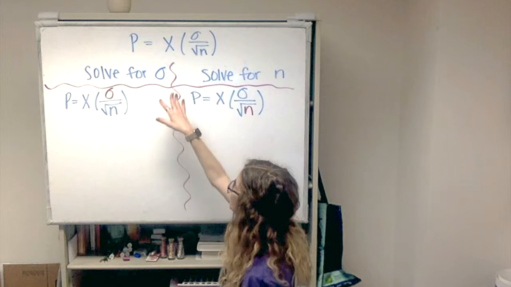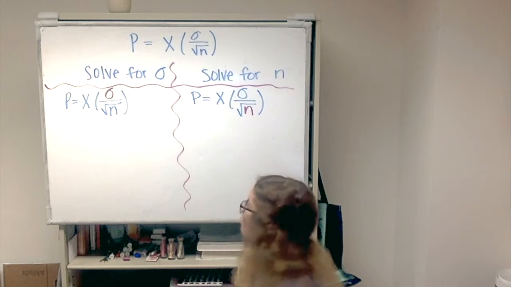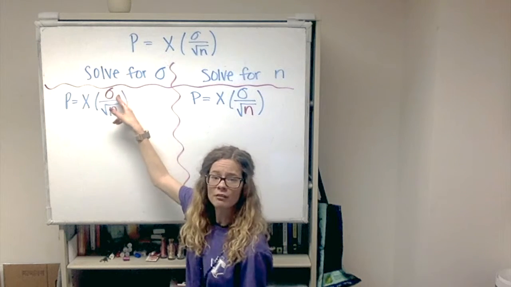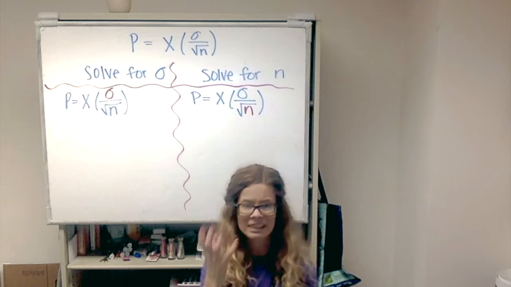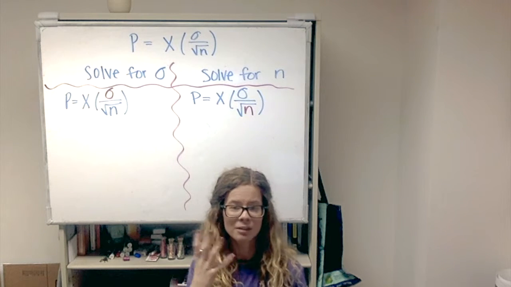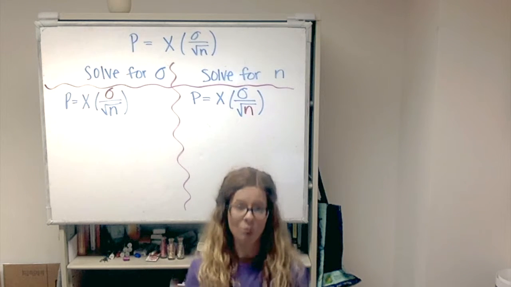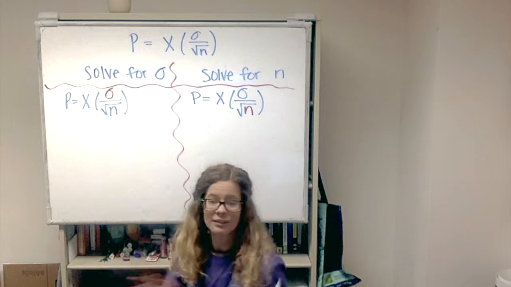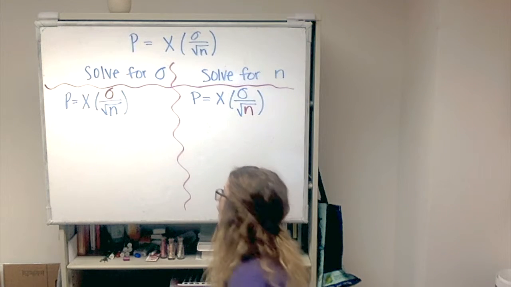So the first one we're going to solve for sigma, and so we want sigma by itself. And I've already rewrote it where sigma is a different color, so it stands out. That's what we want by itself. That's what we're trying to get alone. And so we have to basically get rid of everything that's attached to it.